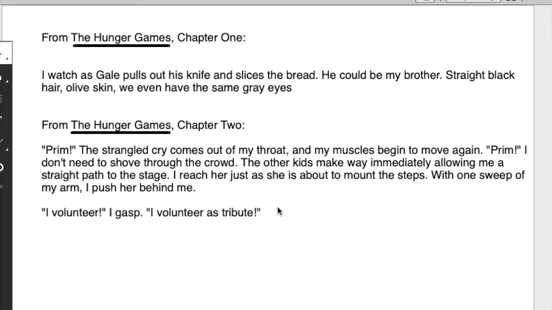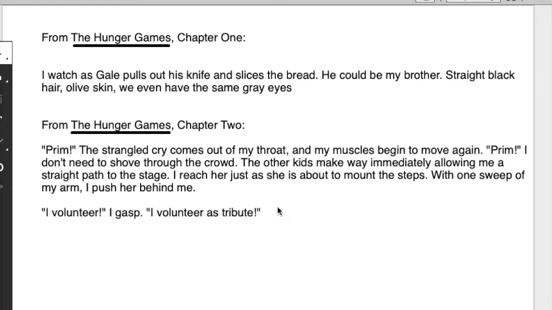This is early on in the book, so we don't really know her very well. So we are able to look at her and say, okay, well, what do we know about this girl? We know that Prim is her little sister. The words "strangled cry" help me understand that she's scared or upset in this moment, and that she was working her way through the crowd, possibly needing to shove them if they hadn't moved for her. So she's also acting with some frenzy or impatience.